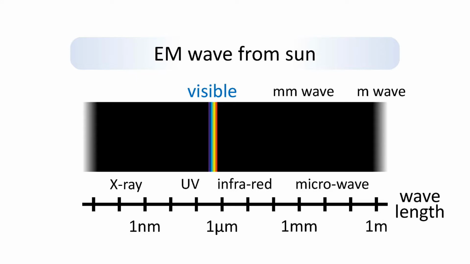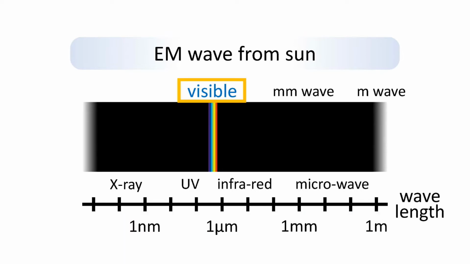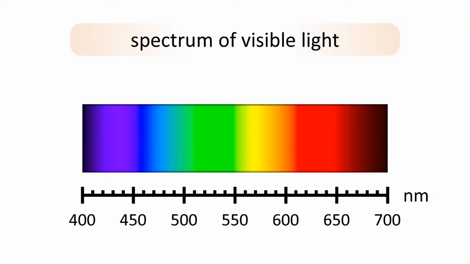In addition to visible light, the sun emits X-rays, ultraviolet rays, and infrared rays. These are all called electromagnetic waves, and they differ only in wavelength. The light we can see is part of electromagnetic waves, but it is specifically called visible light, because the human eye is sensitive to it.